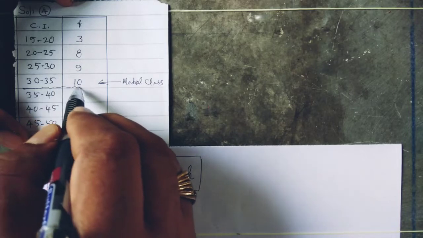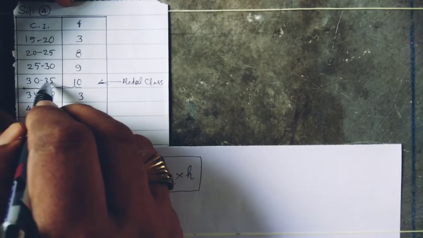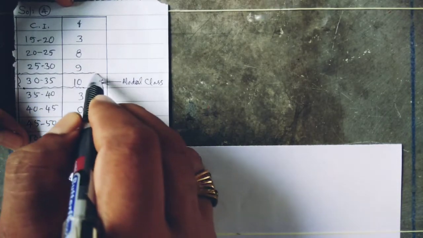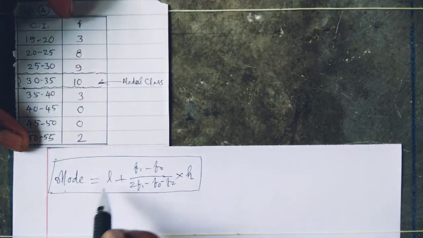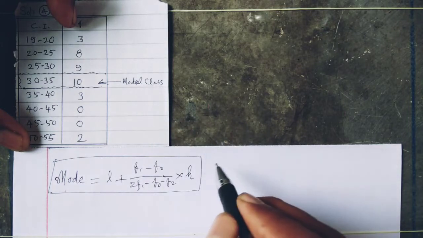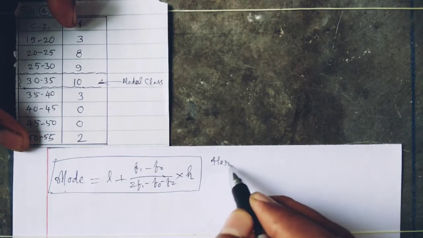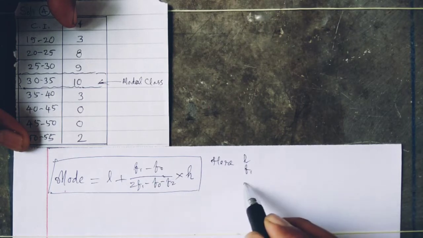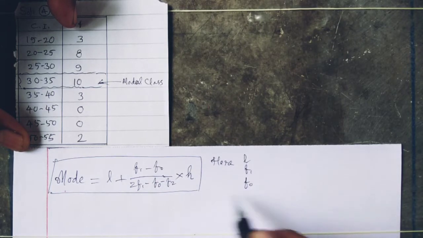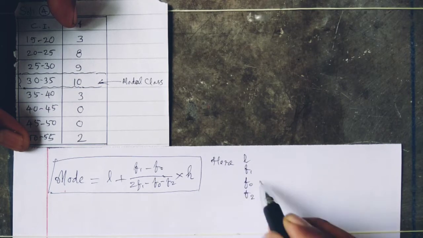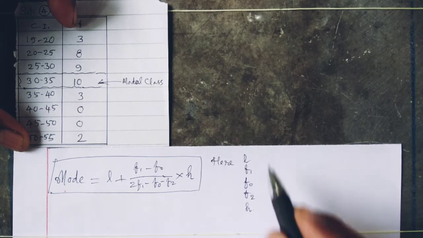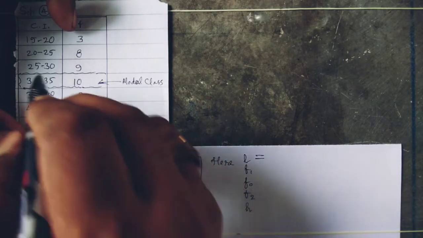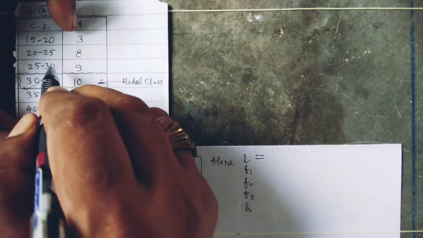This is the model class. 30 to 35 is the model class. Basing on this model class, we can find all these values here: L, F1, F0, F2, H. First, L. What is L? Lower boundary of the model class.